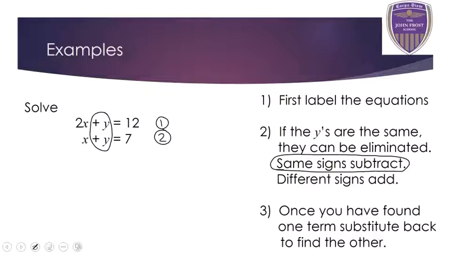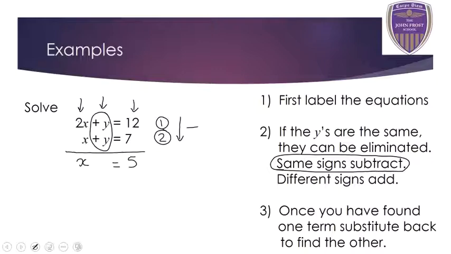So in this case, I can subtract the equations going down in a column method. I subtract each column. I come to the x column first, and I say 2x take away x leaves me with x. y take away y leaves me with no y's. And 12 take away 7 leaves me with 5. In this case, x equals 5.